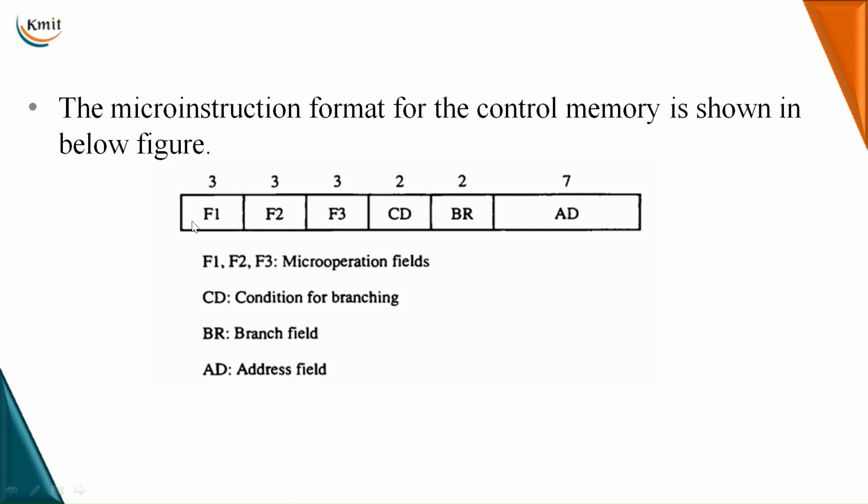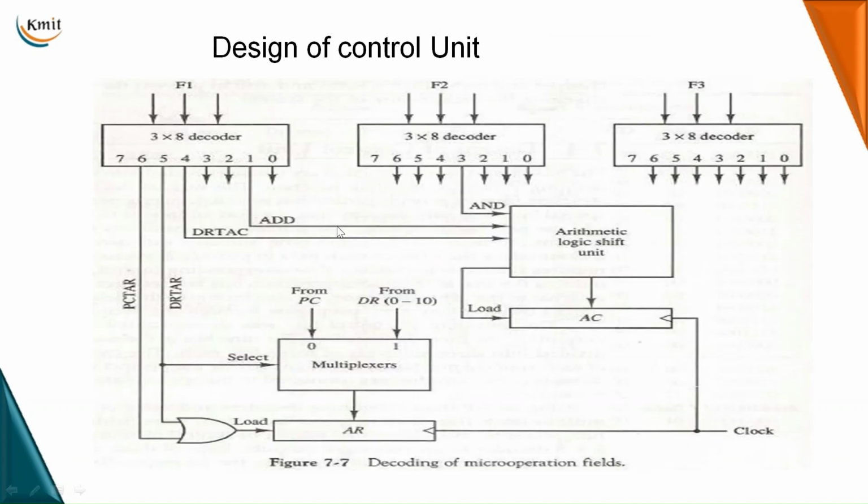The micro operations field contains three micro operations F1, F2 and F3, each of size 3 bits. So the control unit is designed using three 3 by 8 decoders, where each decoder takes an input of one micro operation field. F1, F2, F3 are given as input to a 3 by 8 decoder, and as we know the size of the particular function is 3 bits, it will give 2 to the power of 3 possible outputs, starting from 0 to 7.